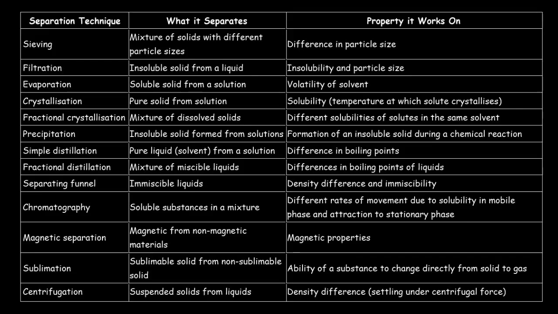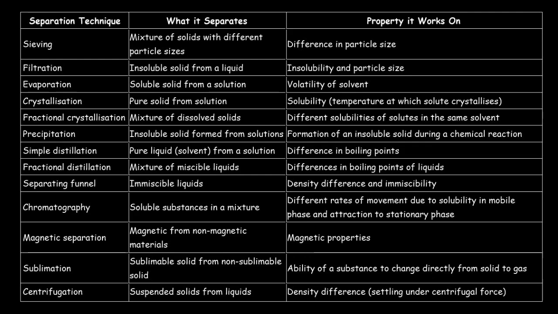We have a table that lists all our separation techniques discussed, what is separated, and the properties it works on. Now for the first, we have sieving, which is used for a mixture of solids with different particle sizes, and it works on the principle of difference in particle size. The next is filtration. Filtration is used for insoluble solid from a liquid. It works on insolubility and particle size.